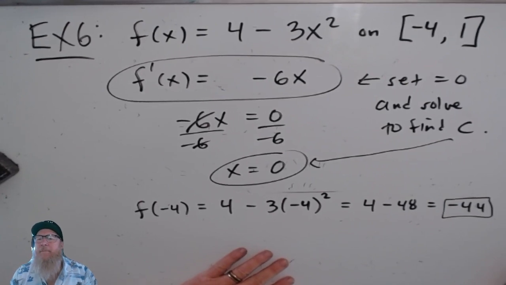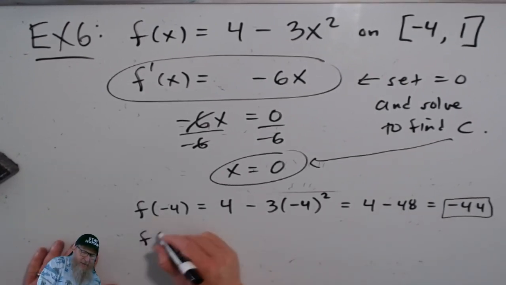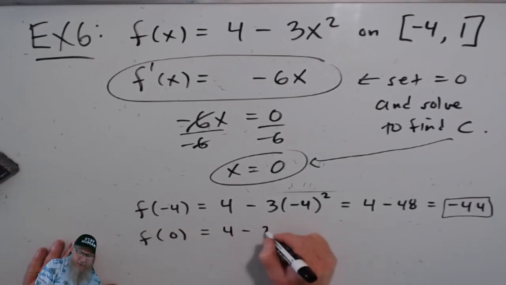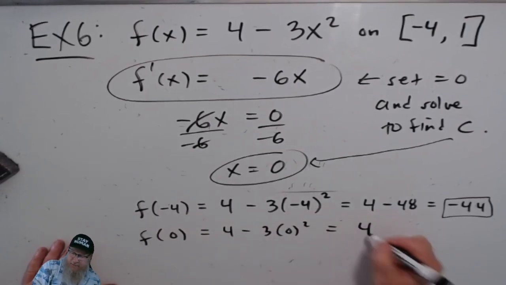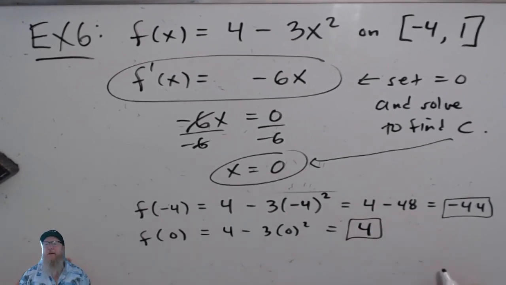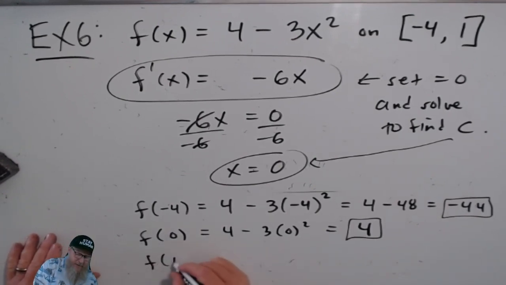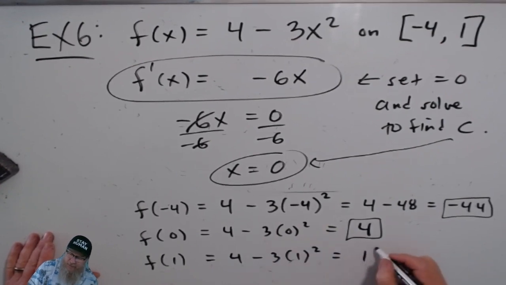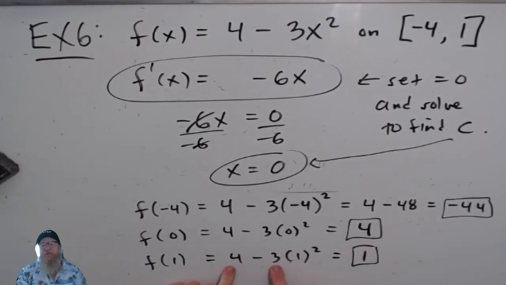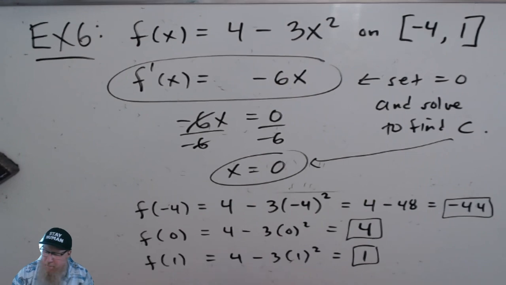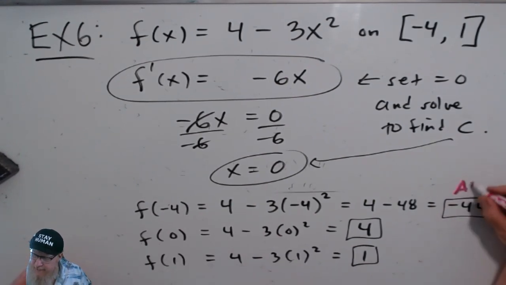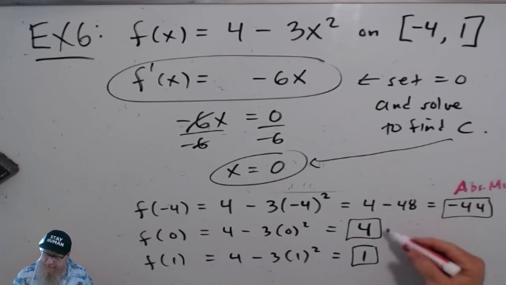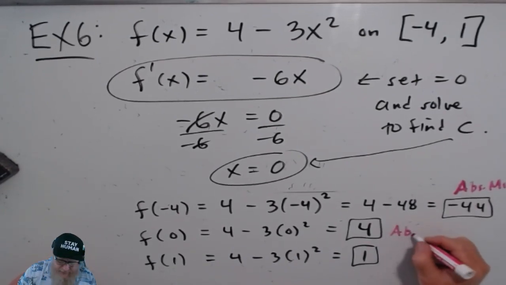So far. Let's see. F of 0, that's going to be a very easy one to plug in. Just get 4. Because 3 times 0 squared is 0. And then 1 is also a very easy number to plug in. You get 1. 4 minus 3 times 1 squared, which is just 1. So this is our min. And then the larger one of these is the max.